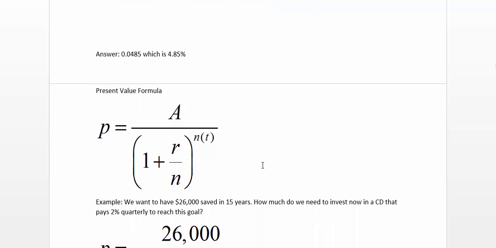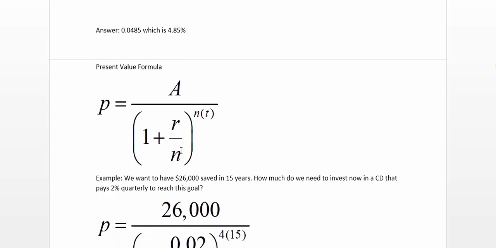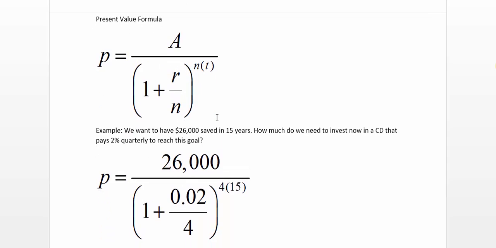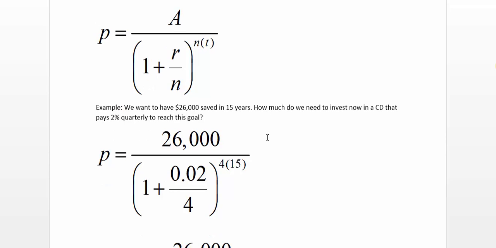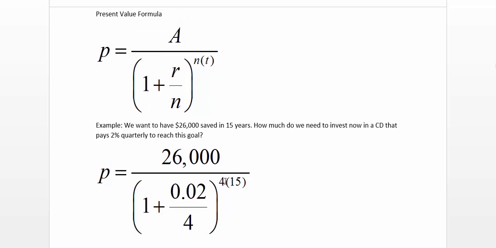The last formula in this section is the present value formula. This tells us how much we invest now in order to accumulate a certain amount given the interest rate R, the compounding periods N, and the number of years. So let's work an example. We have $26,000 we want to save in 15 years. How much do we need to invest now in a CD that pays 2% quarterly to reach the goal? So again, I took my formula, put in my values.